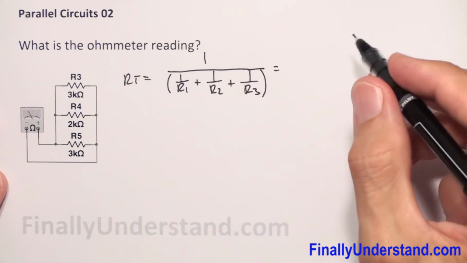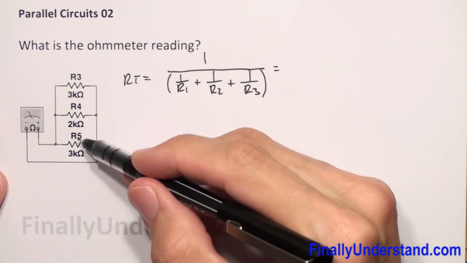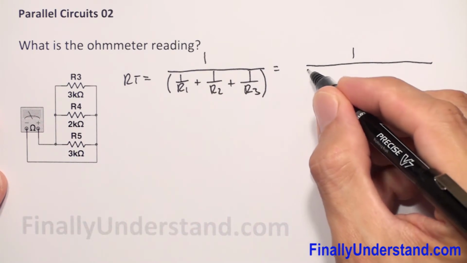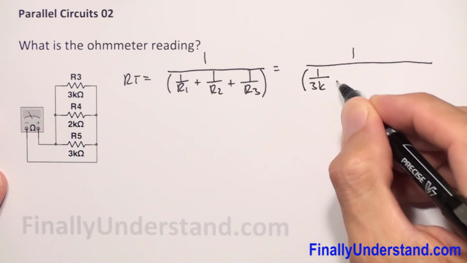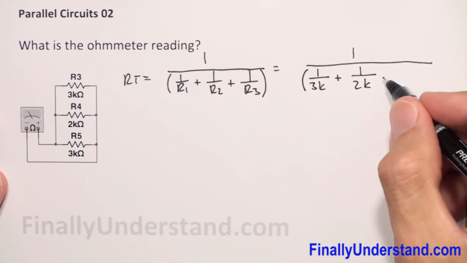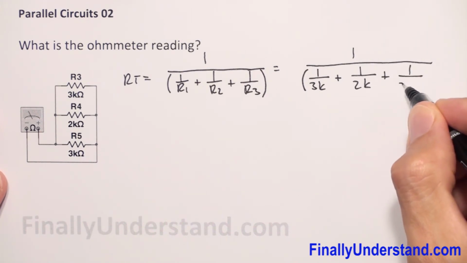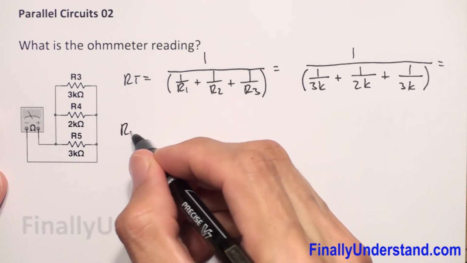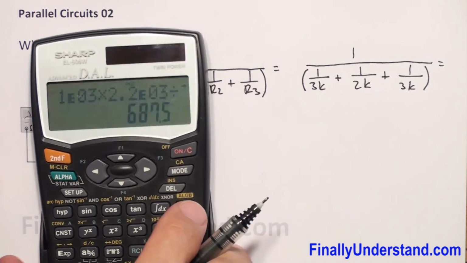Now I have to substitute the variables by the values of these resistors. So I have 1 divided by, open parenthesis, and I have 1 over 3 kilo plus 1 divided by 2 kilo plus 1 divided by 3 kilo. Okay, so I can write R total is equal. Now I'm going to use the calculator.